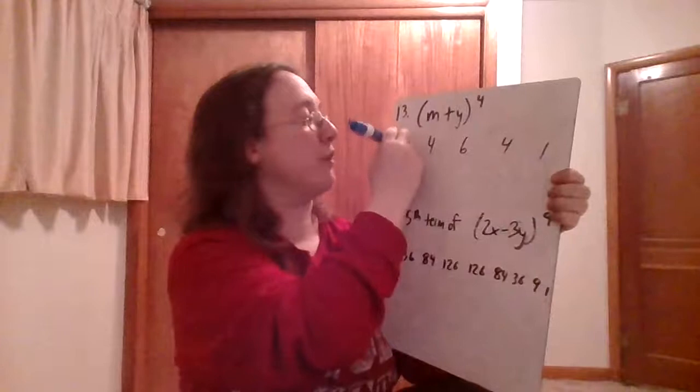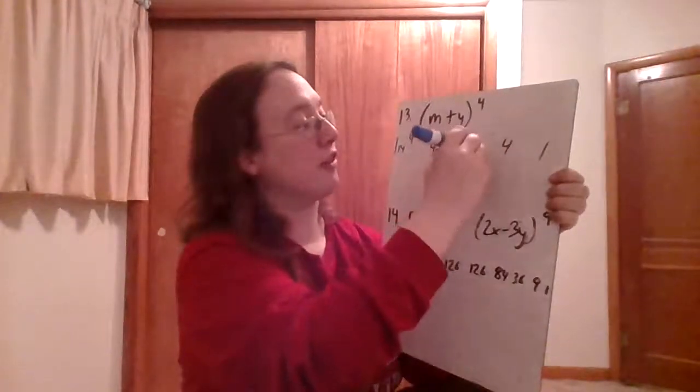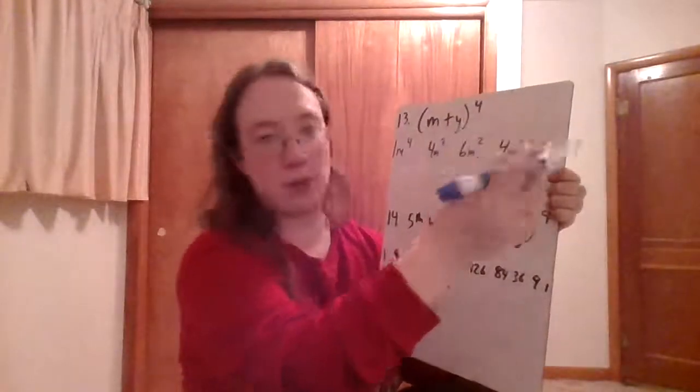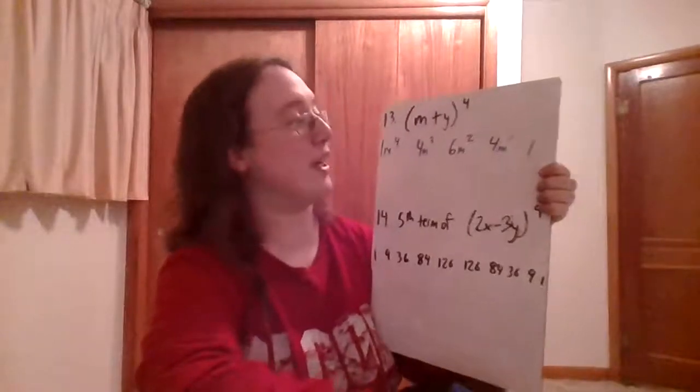So your 1 gets an m to the fourth, your 4 gets an m to the third, your 6 gets an m squared. So we're just counting down our exponents. M to the first. Technically, if you want to throw an m to the 0 on there, that's fine. It's not going to hurt anything. M to the 0 is just 1 anyway.